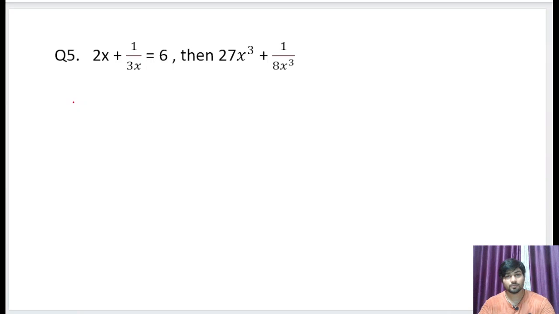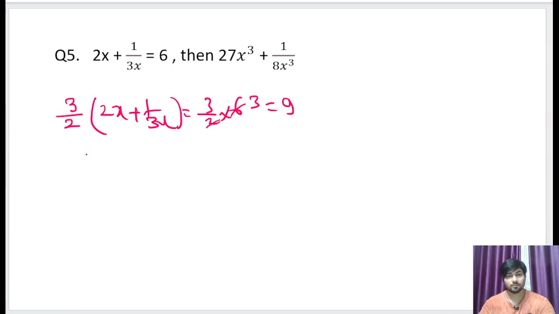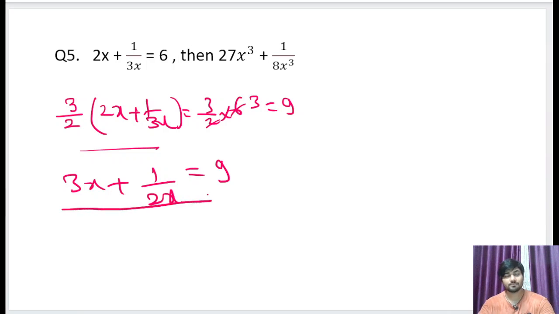So for that I need to multiply both sides by 3 by 2. It is 2x plus 1 upon 3x is equal to 3 by 2 into 6. It will cancel out 3 times, so it is 9 here. Let me open the bracket here. So it will be 3x plus 1 upon 2x is equal to 9. Can you see? Now I have the exact same thing that I need to find out after cubing, because I have 3x here and the cube part is here, I have 2x here and the cube part is here.